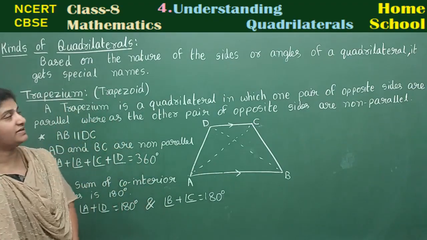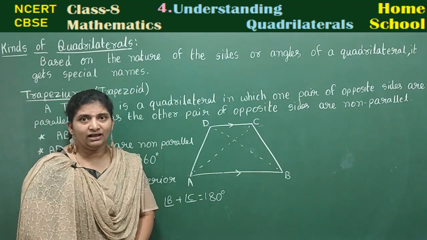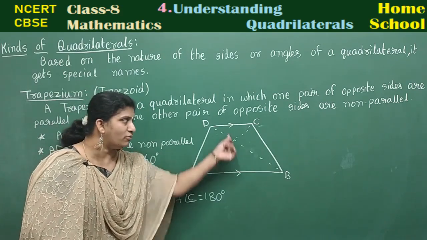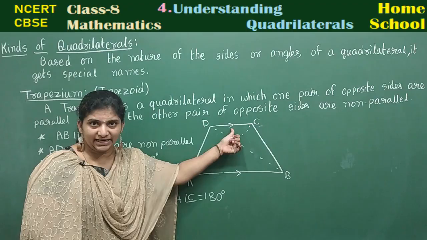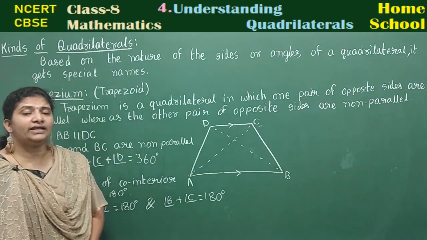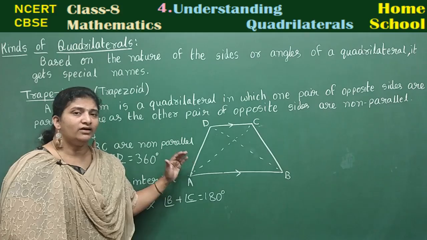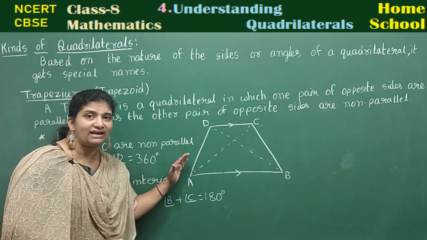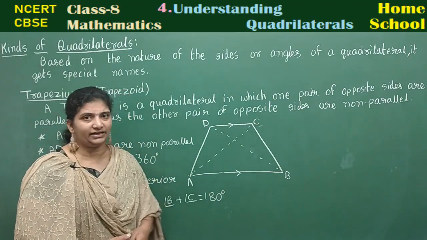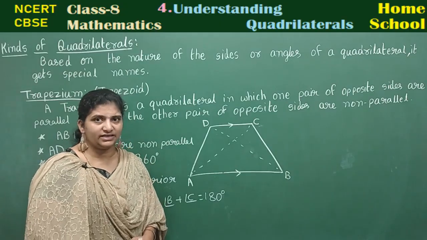What is a trapezium? A trapezium is also a quadrilateral in which one pair of sides are parallel and one pair of sides are non-parallel. Parallel sides are indicated by an arrow mark, which makes AB parallel to CD, and AD is non-parallel to BC. And the co-interior angle sum is equal to 180 degrees. Co-interior angles, how are we taking them here? The angles formed by the non-parallel sides. Angle A plus angle D is 180, angle B plus angle C is 180 degrees. And the sum of the interior angles of a trapezium is equal to 360 degrees.